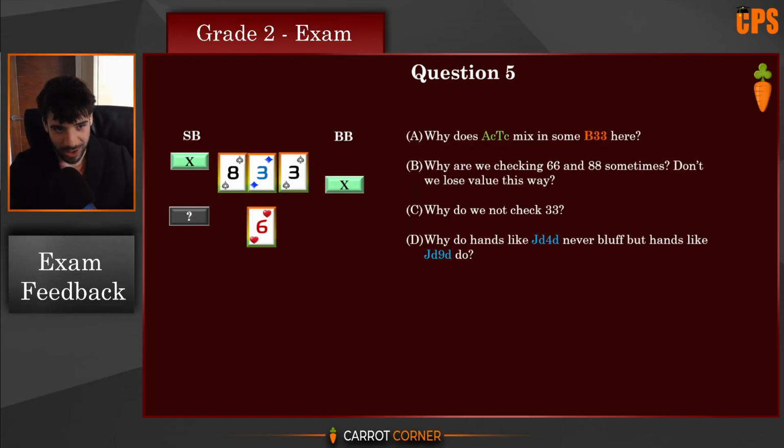Question 5 is all about delayed c-betting, blind versus blind. We check 833, an action we're going to do really frequently, and the big blind player checks back. Question A is, why does ace 10 of clubs mix in some b33 here? Does this not look like a mediocre hand? Why are we checking 6s and 8s sometimes? Don't we lose value by doing this? Why don't we check 3s if we're checking 8s and 6s? And why do hands like Jack 4 of Diamonds never bluff, but slightly better looking hands do? Let's get into the answers.